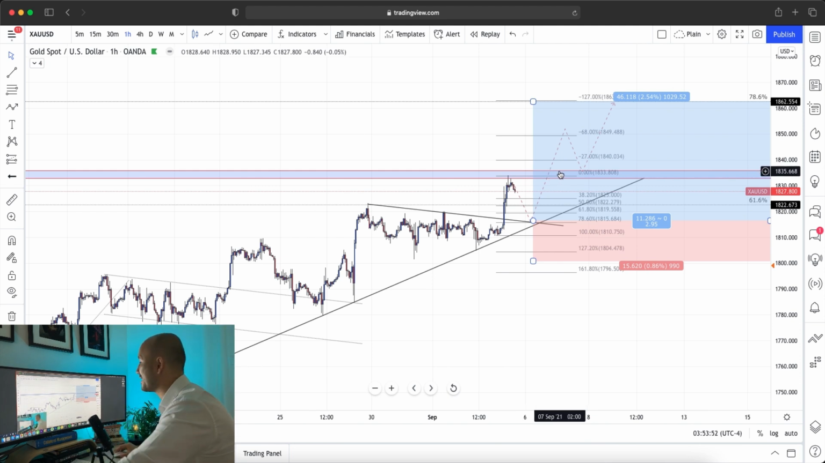But what if price doesn't respect this trend line? What if price is going to break through? I'm going to give you an alternative scenario if this plan fails.